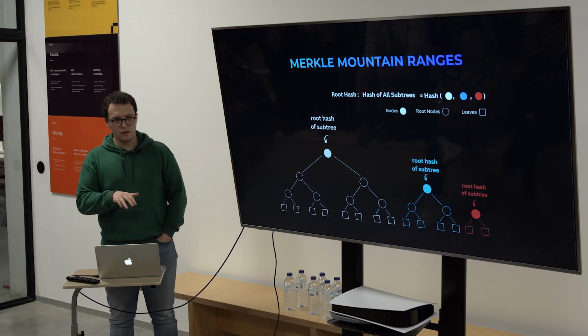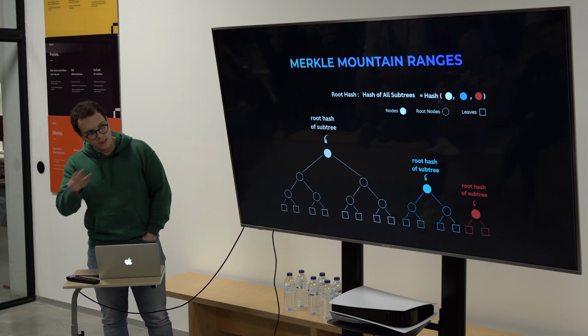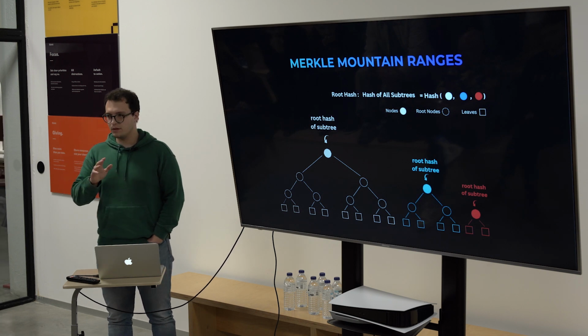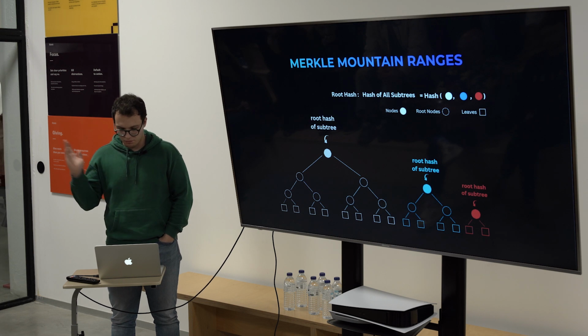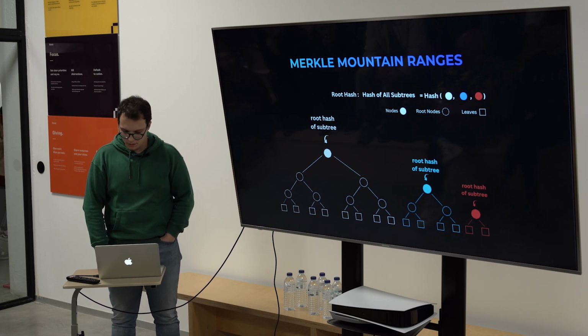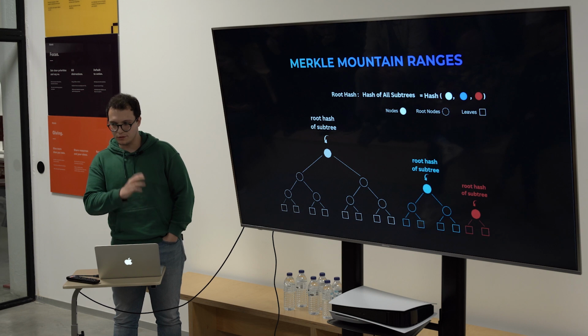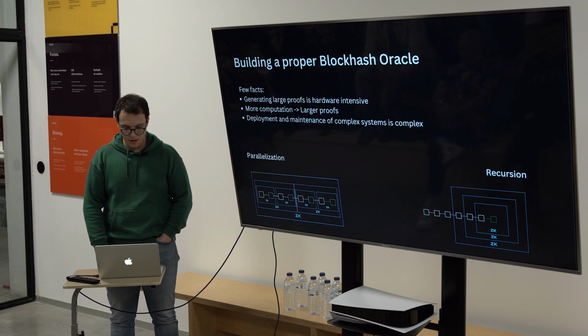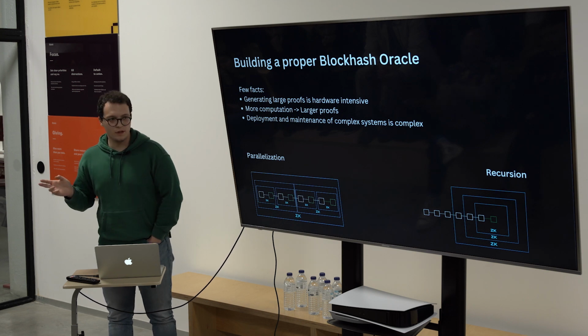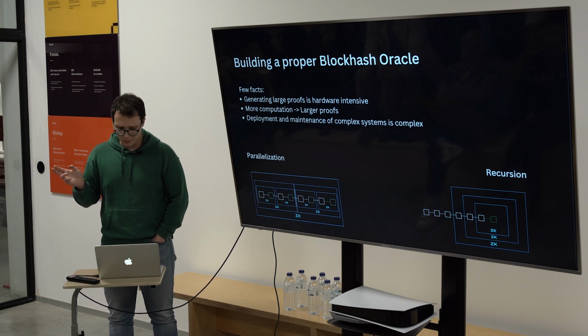So I don't really want to go into the details of how this works, but think of it as an updatable Merkle tree. So yeah, we use this and they work pretty well. I highly recommend it if you want to use them in production. We have very nice libraries. Okay, cool. So we have a little bit of background.